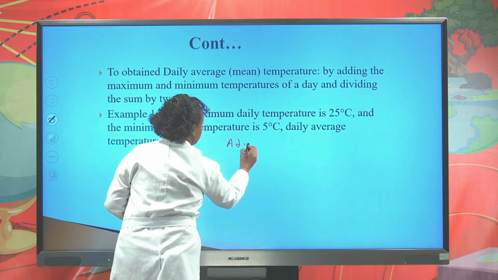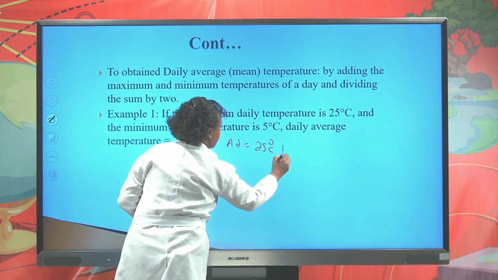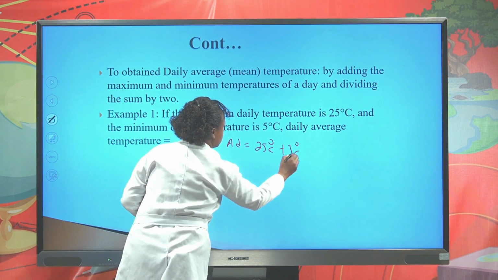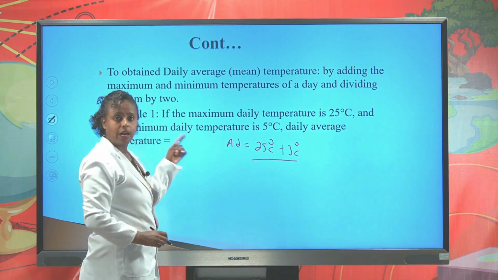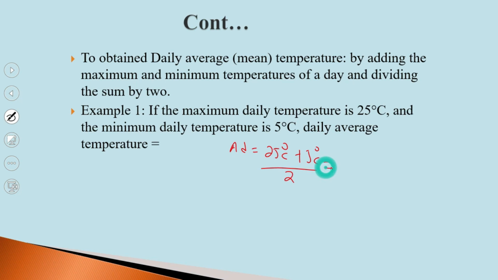In order to get the average temperature of a day, 25 degrees Celsius plus 5 degrees Celsius, then we divide the sum by 2. Then we get 25 plus 5 is 30, divided by 2 is equal to 15 degrees Celsius, which is the mean or the average temperature of a day.